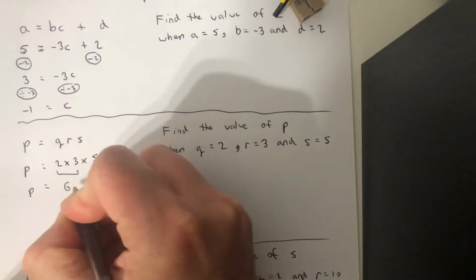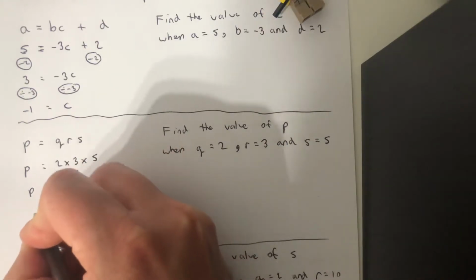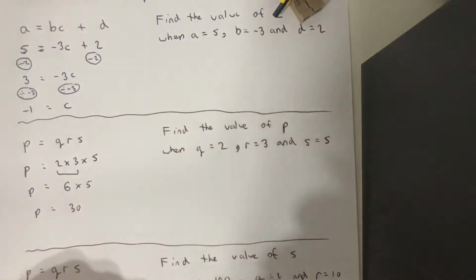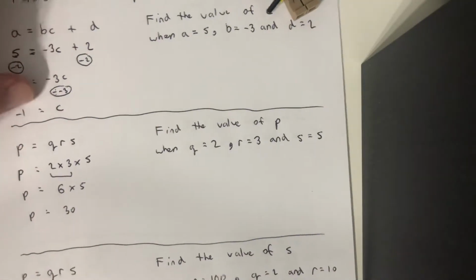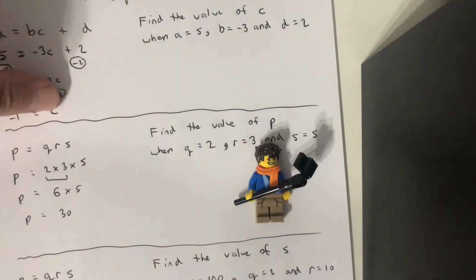So if we're going to do this, we'll do this bit first. 2 times 3 is 6, so 6 times 5. And so 6 times 5 is 30. It really is that easy. Okay, for that one, fairly straightforward.